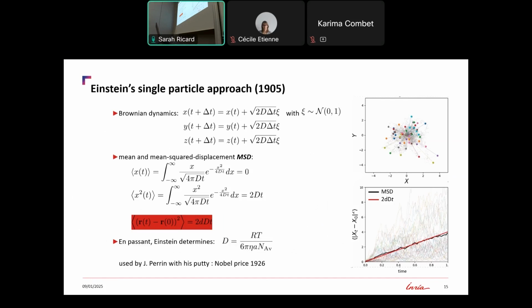And so that's the main goal, or the main result maybe, of Einstein's 1905 paper. The other one is that in the same paper, Einstein determines that the diffusion coefficient, this half variance divided by tau, is also RT, where R is the constant of perfect gas, divided by 6 pi eta A N, where eta is the viscosity, A is the radius of the walker, and N is the Avogadro number.